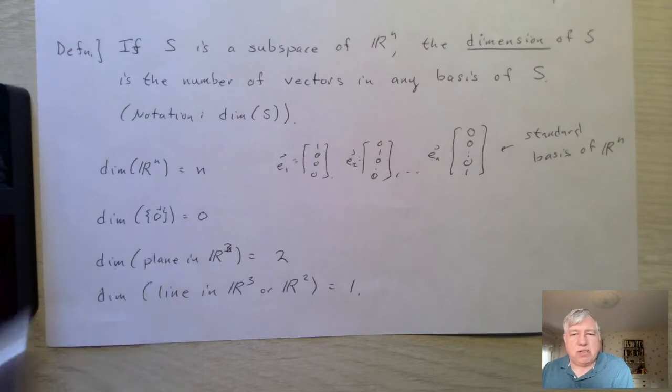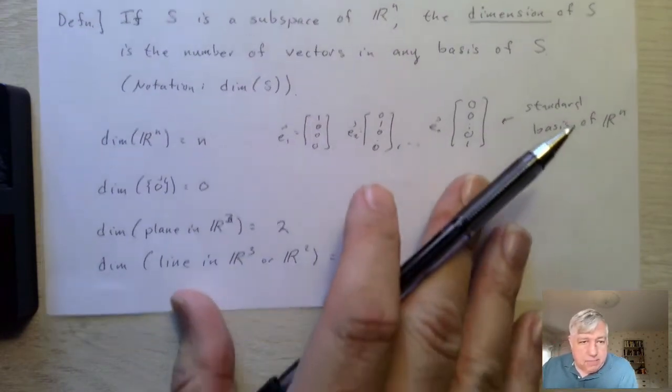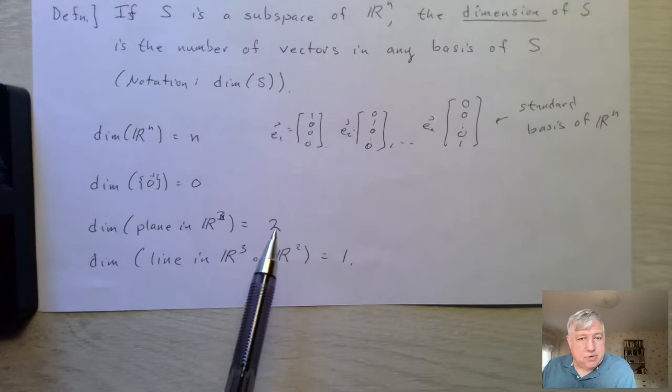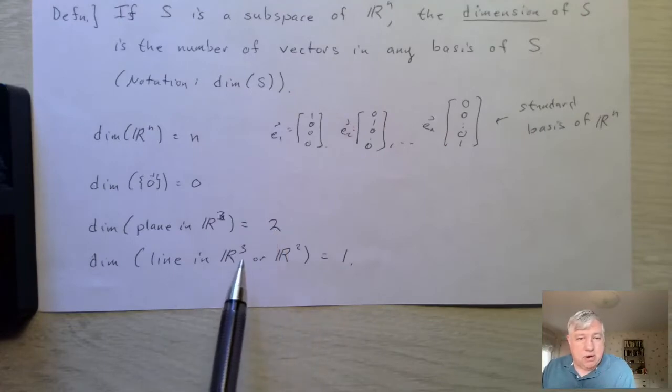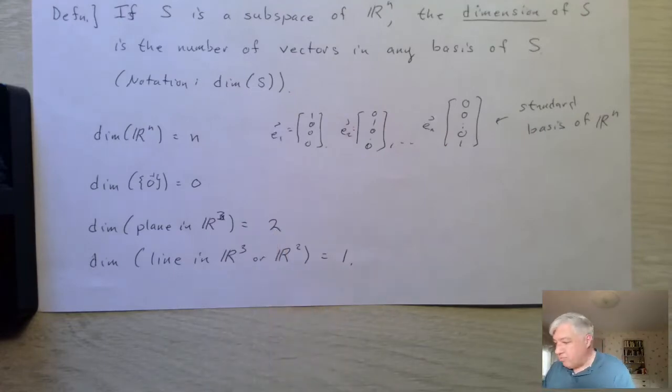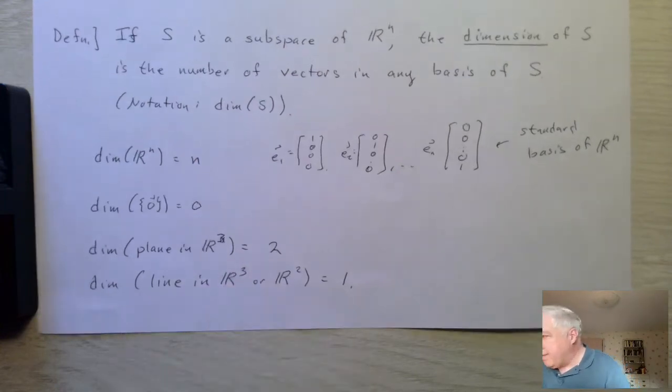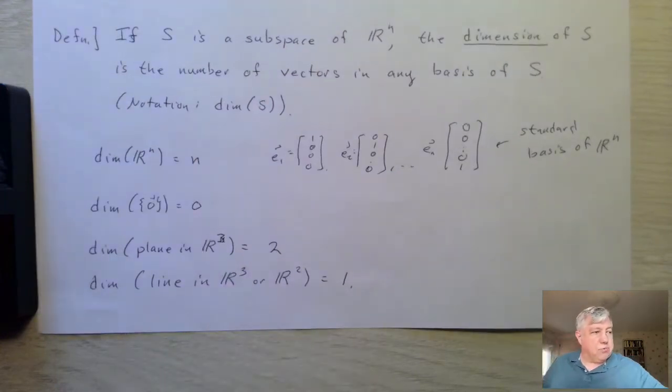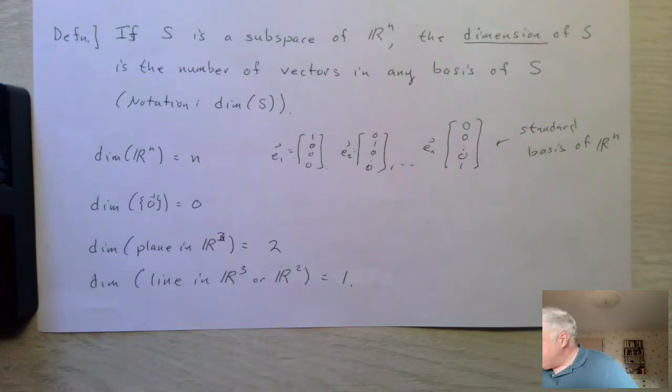We don't really want a basis can only have non-zero vectors, right? So we just define it this way. Not surprisingly, a plane in R3 is going to have dimension 2, and a line in R3 or R2 is going to have dimension 1. That's what we saw in the previous example, right? Okay, so that's the basis.